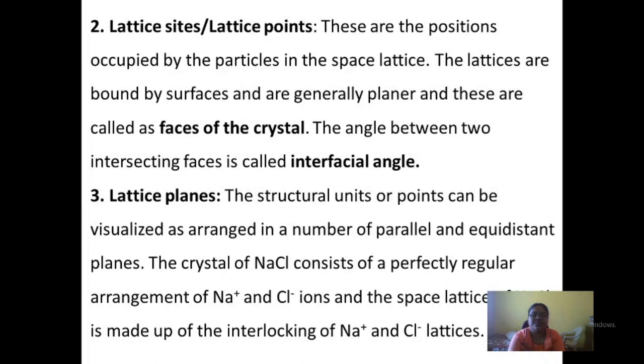Lattice planes. The structural units or points can be visualized as arranged in a number of parallel and equidistant planes. The crystal of NaCl consists of a perfectly regular arrangement of Na+ and Cl- ions, and the space lattice of NaCl is made up of the interlocking of Na+ and Cl- lattices.